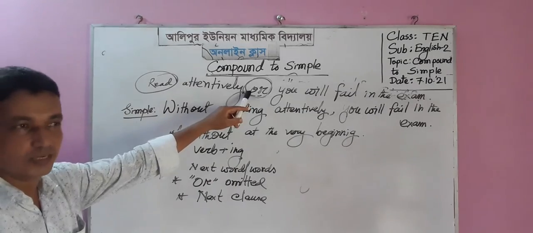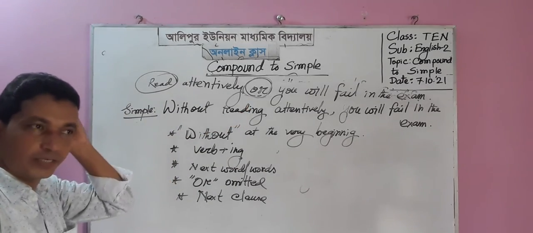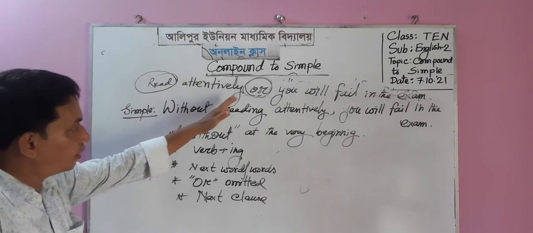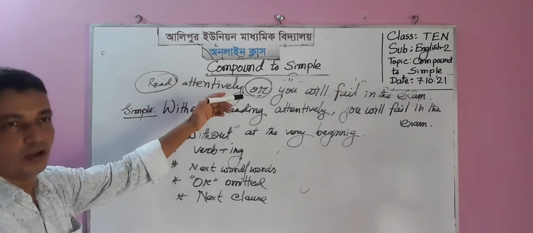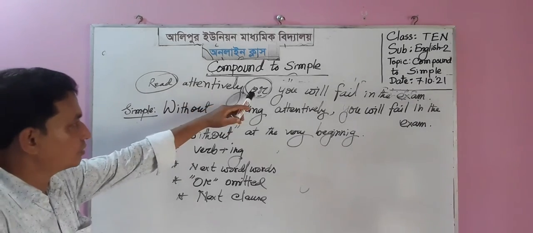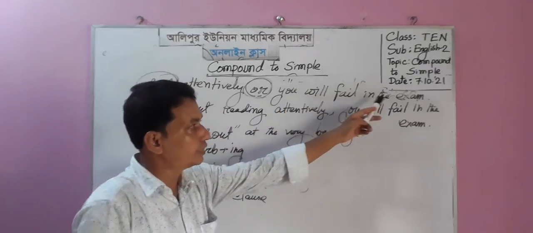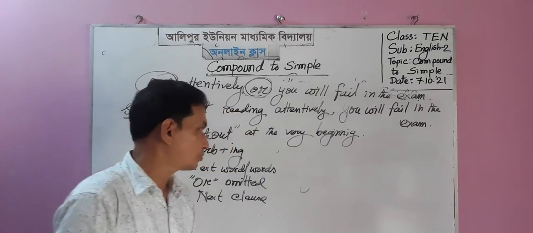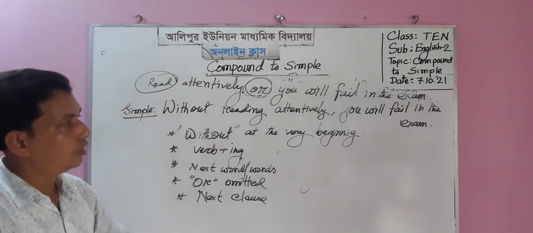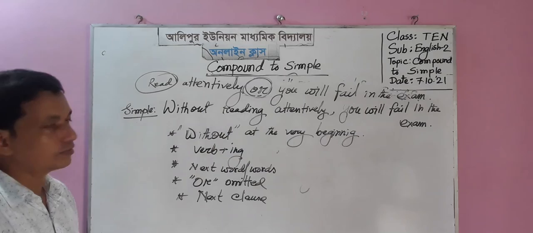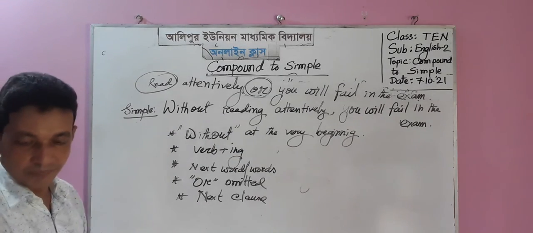"Or" is a conjunction, so we need not write the conjunction again in the simple sentence. We must omit the conjunction in the simple sentence. And then the next clause is: you will fail in the exam. This is the next clause, so we may write the next clause unchanged. So dear students, this is a very important rule of compound to simple sentence.